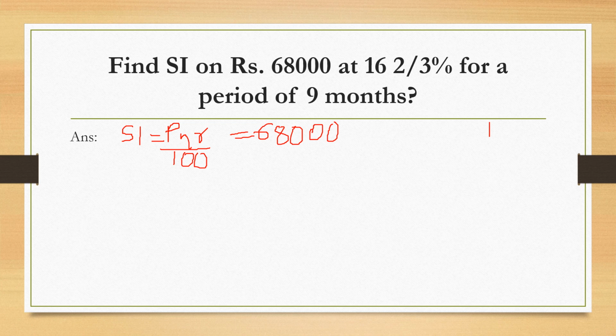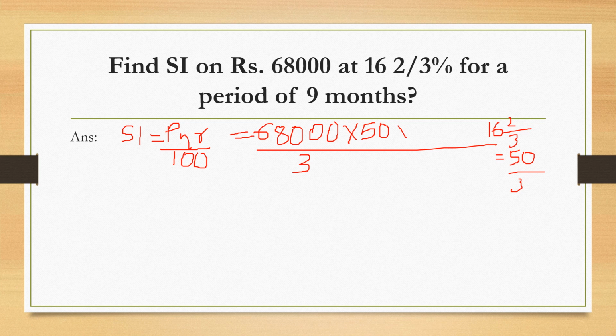That is 16 2 by 3 can be written as 16 into 3, that is 48, plus 2, that is 50, divided by 3. So here P into R, that is 50 by 3 into 9 months. 9 months should be written in the form of year. So 9 months can be written as 9 by 12.